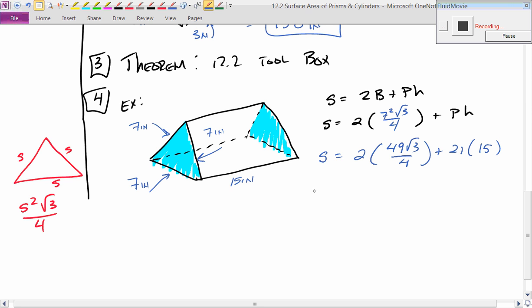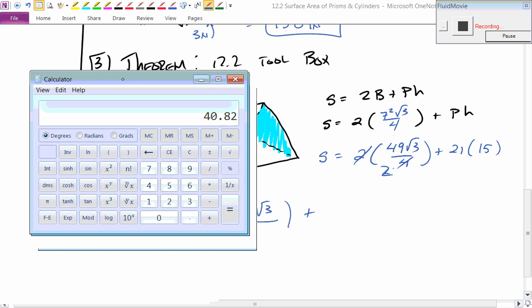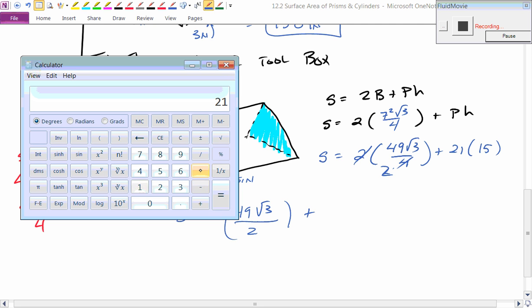15. Very good. Okay, so we have calculators out there. Our surface area has to be 49 square root of 3 divided by 2, because the 2 cancels out with the 4 to make a 2 down here, plus whatever 21 times 15 is. I'll figure out 21 times 15. You guys figure out the front part. 315.